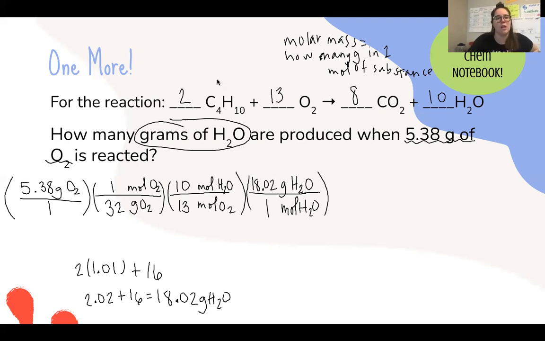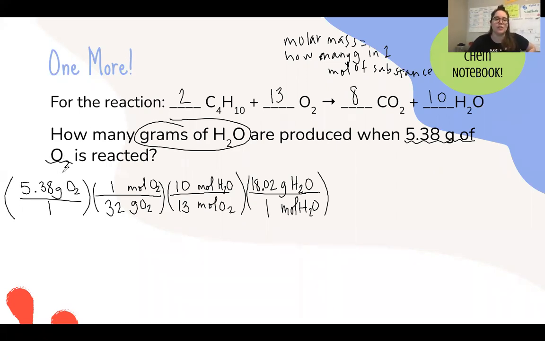18.02. So now what we need to do is double check to make sure that everything is set up correctly. So I'm starting with grams of oxygen, but I don't want my answer in grams of oxygen. So what I need to do is make sure that they cancel out. So what goes up must come down. So we have grams of oxygen on the top and grams of oxygen on the bottom. Those cancel out. Now I have moles of oxygen on the top. I don't want my answer in moles of oxygen. So hopefully it cancels out. So we do moles of oxygen on top. What goes up must come down. Oh, yep, that cancels out. Good job.